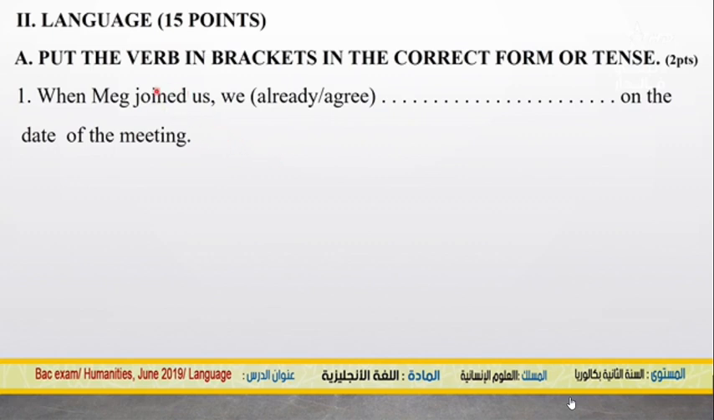So let's have a look at the indicators we have here. Actually, we have two. We have the verb and we have already. Okay? The verb is in what? It's in the simple past. And already tells us that this event happened before this one. Okay, so what do you think? Which tense are we talking about here? Well, we are talking about this, the past perfect.